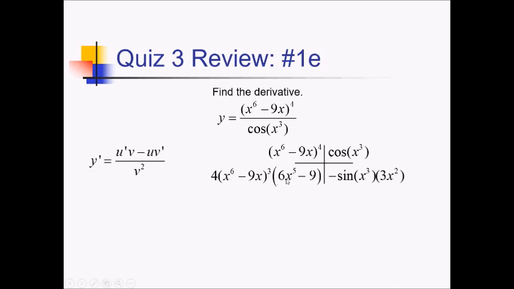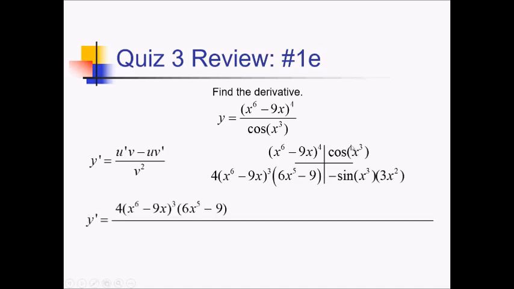We've got all this stuff in the lower left. That's our u prime. Times cosine of x cubed, that was v, minus x to the 6th minus 9x quantity to the 4th, that was u. And then times all this negative sine of x cubed 3x squared stuff. That was our v prime there.